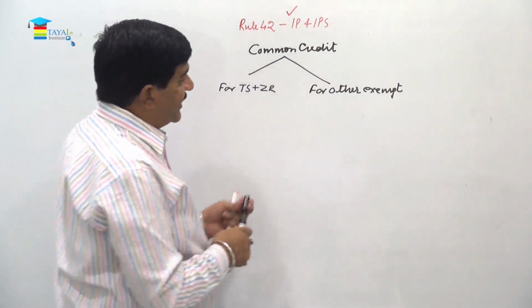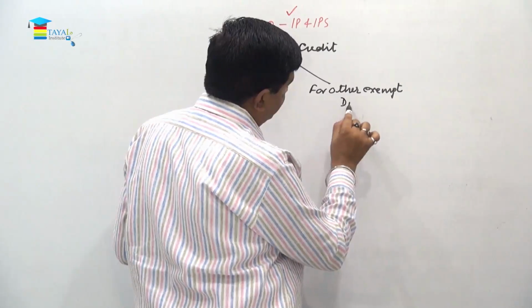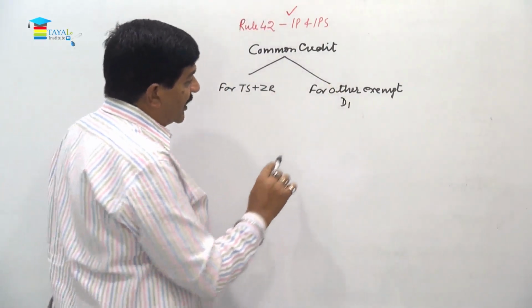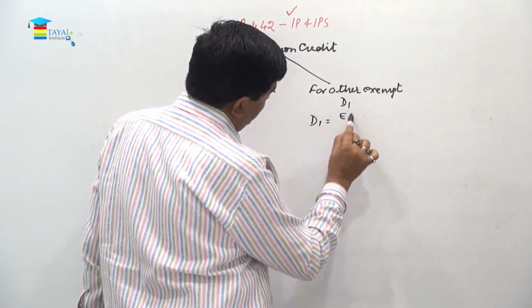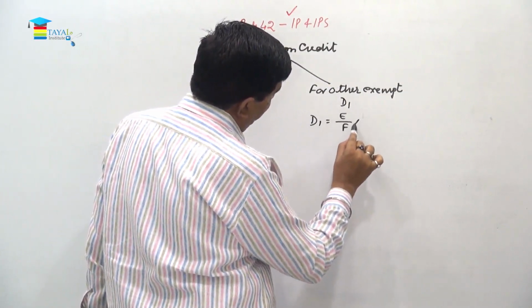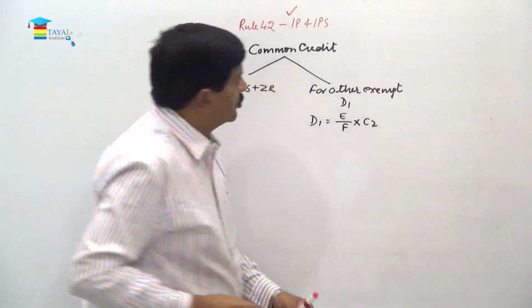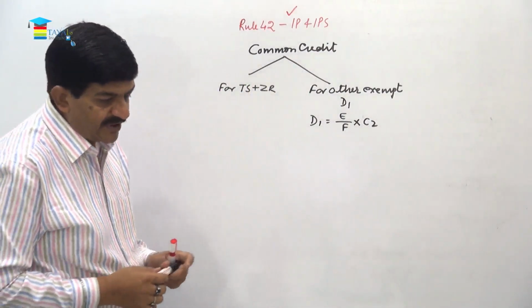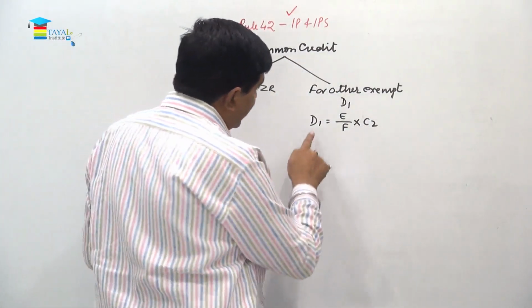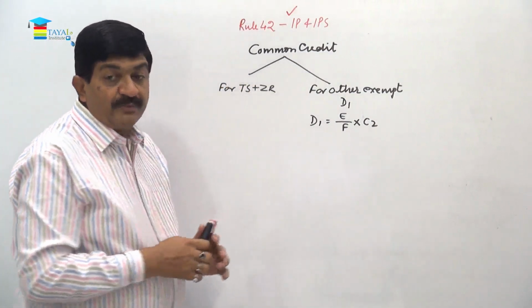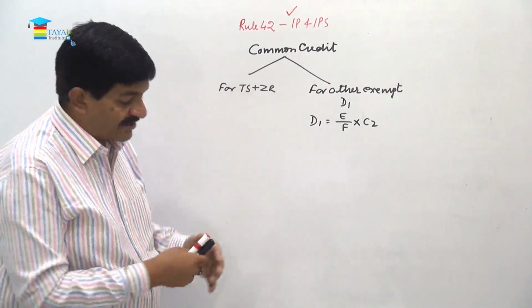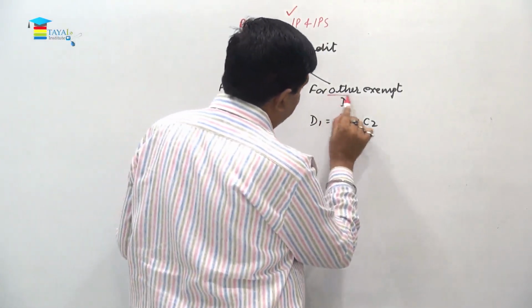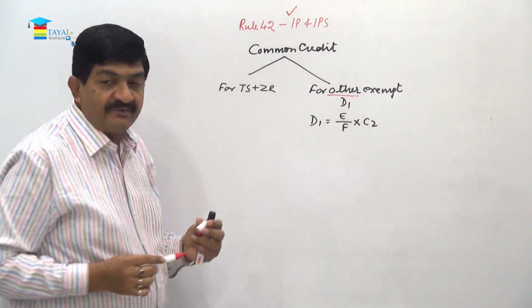this we will divide as, this is called as D1. So D1 is equal to E divided by F multiplied by C2, which is common credit. Okay, so now how to do that? So D1 is the amount of credit, common credit, which is used exclusively in relation to exempt supply. So this is other is again having the same meaning because zero rated has been covered here.